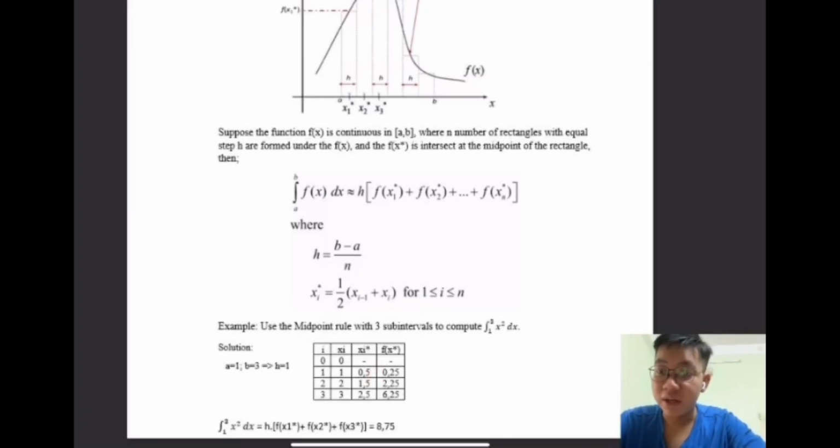Use this function. So we have f(x1*) equal to 0.25. Similarly, with i equal to 2, f(x2*) equal to 2.25, and when i is 3, f(x3*) is 6.25. Now we have all the numbers, and so the integral from 1 to 3 of x squared dx, using the calculator, we will have 8.75.